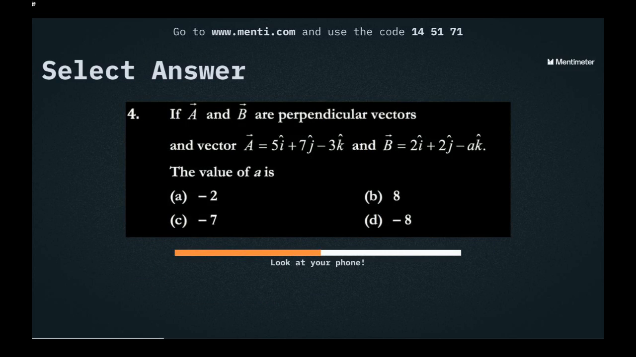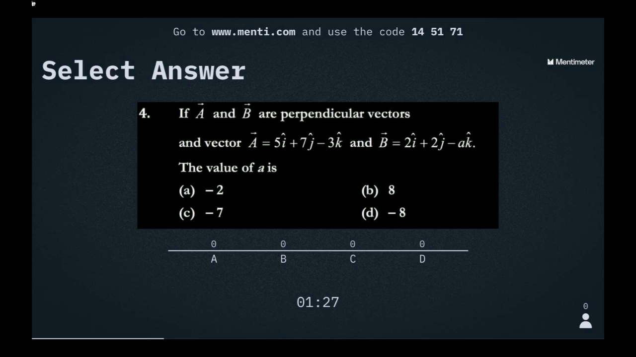If A and B are perpendicular vectors, and vector A is given and vector B is given, then the value of A is. 11 people have answered by now. Very good. Still one whole big chunk of the time remains. The previous question is a hint to this question.